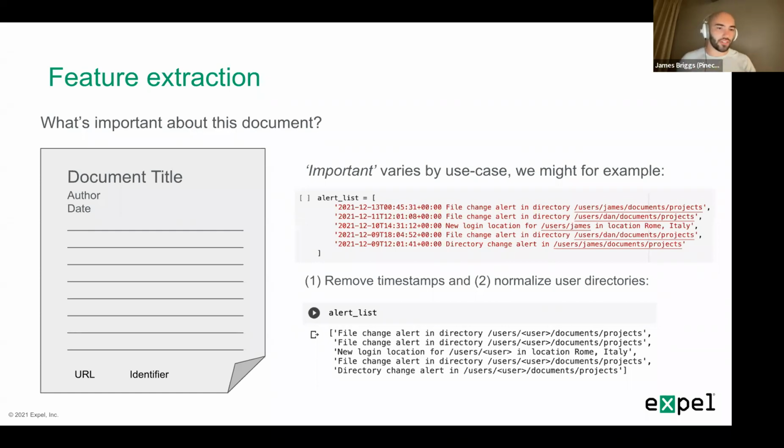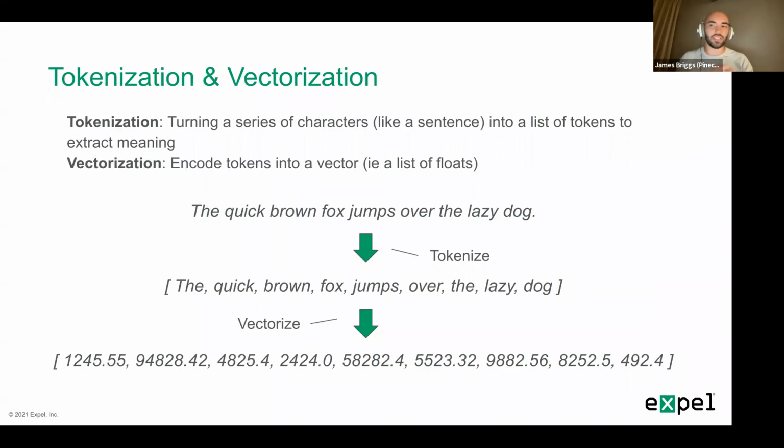So that's feature extraction. And the next step after you've extracted your relevant information is to tokenize it, which is turning a series of characters like a sentence into a list of what we call tokens. And you can think of, in its simplest form, tokens as simply words. And that is one step towards vectorizing our text.